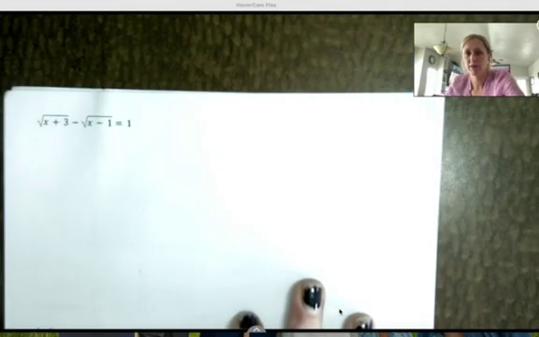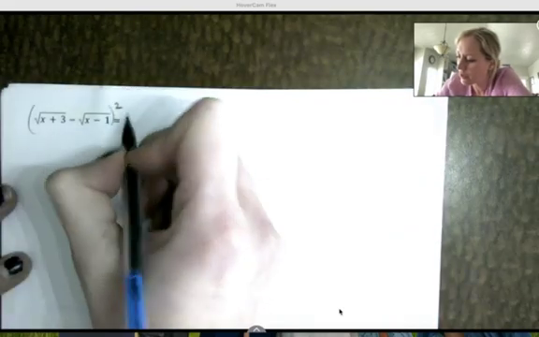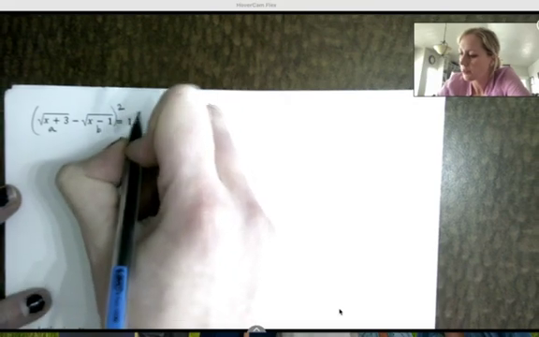All right, we have a very similar problem here. In this one, adding this to the other side doesn't really help me, so I'm going to go ahead and square it as it is. And again, this is like the A and the B. Then square this side.